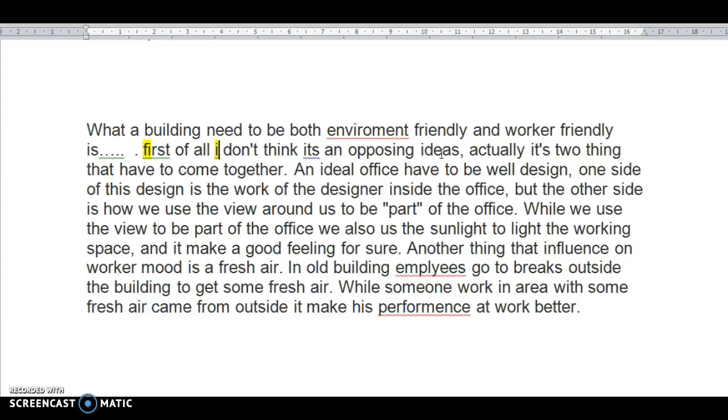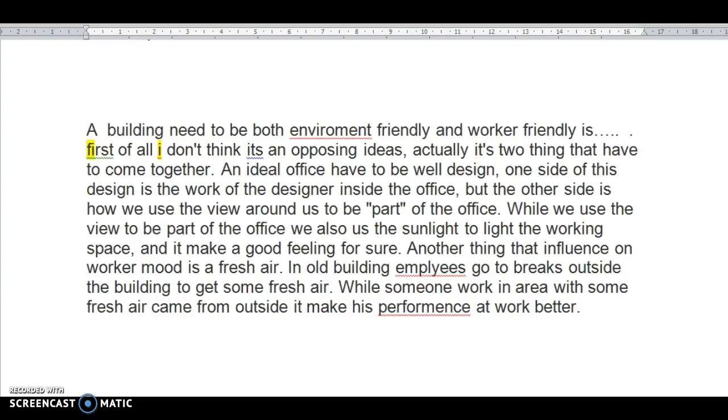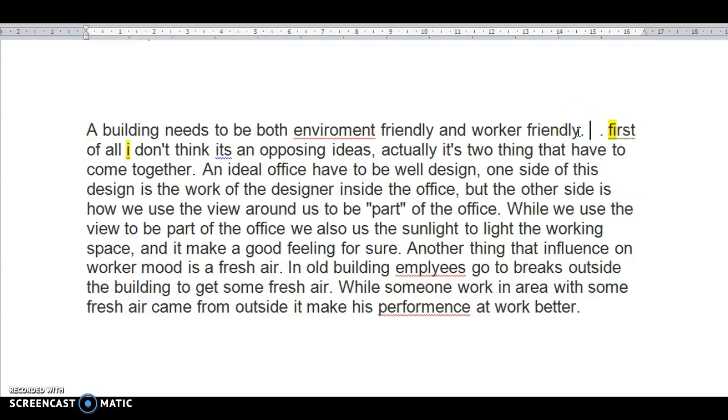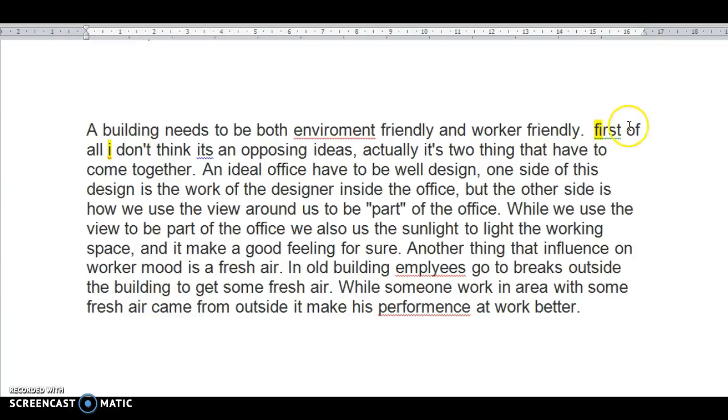Aha. So then I go back and say, wait a second. Here what he's saying is a building needs to be both environment and worker friendly. Okay. So here we can see that it was only until I got to here that I began to understand what the main idea was. That they're not opposing ideas. It's actually two things that have to come together. Good main idea. An ideal office has to be well designed.